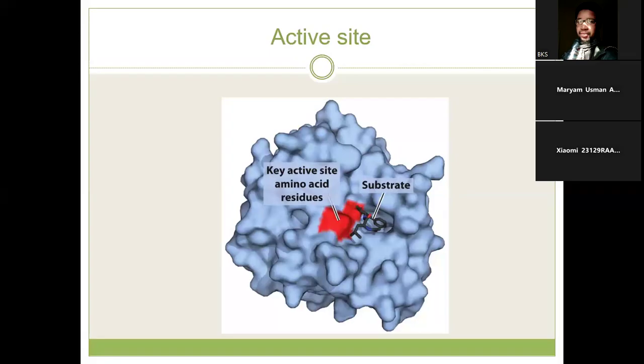Usually coenzymes are loosely attached. But when you have a situation that they are tightly attached, maybe through covalent or non-covalent interaction, they are called prosthetic group.